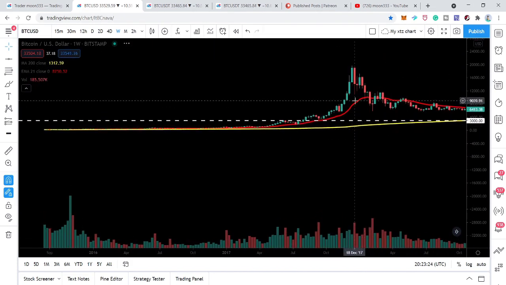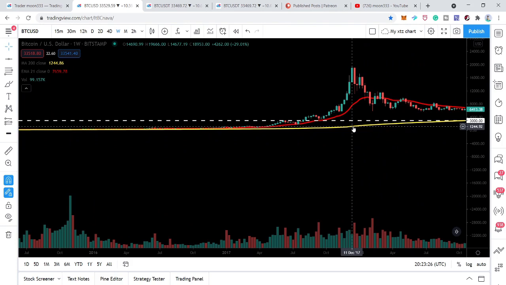By the way, this is the EMA 21 weekly, and this is the 200 weekly simple moving average. And this is also a very, very important simple moving average, because in the history of Bitcoin, this 200 simple moving average has never been broken down. We will also discuss this moving average as well.